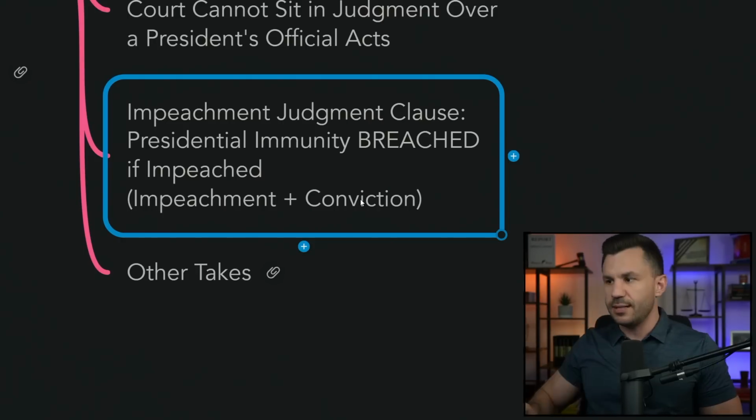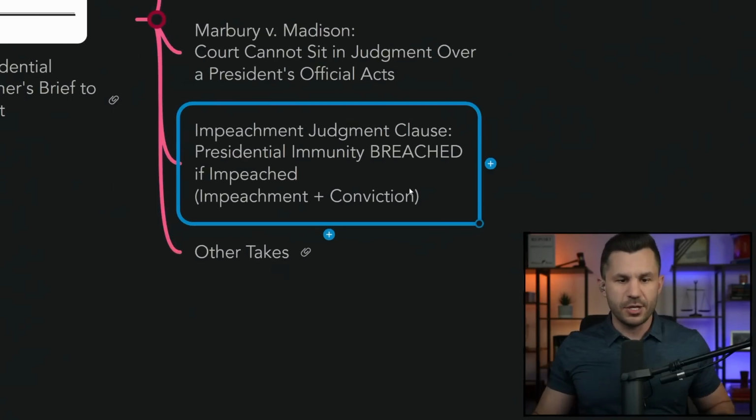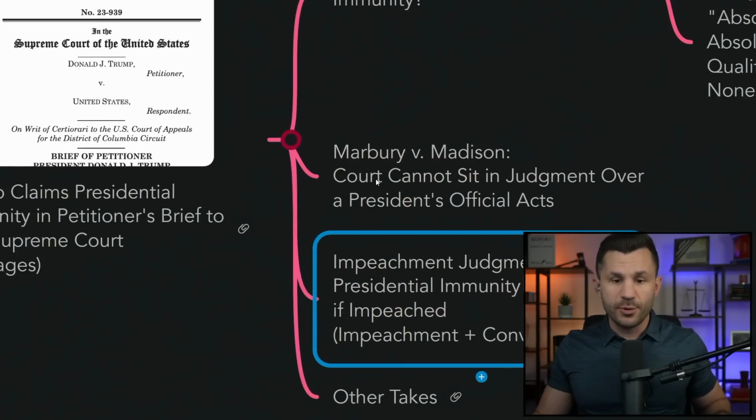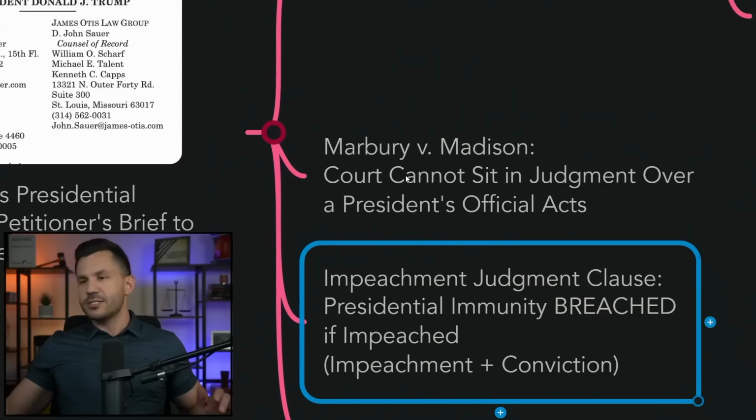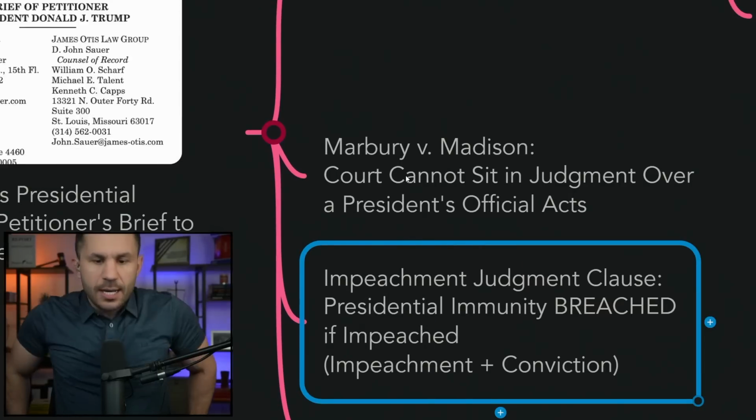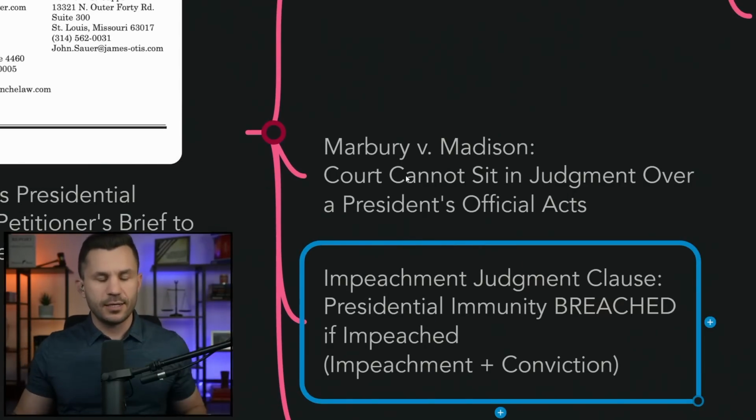So they've already tried taking a bite at this apple and they lost. And so that is the background. We also have Marbury versus Madison. Of course, this case is a seminal case in American law and one on which the Trump defense is hanging a lot of their arguments.